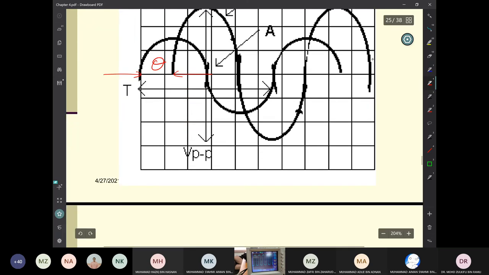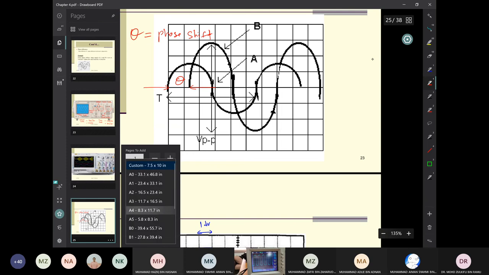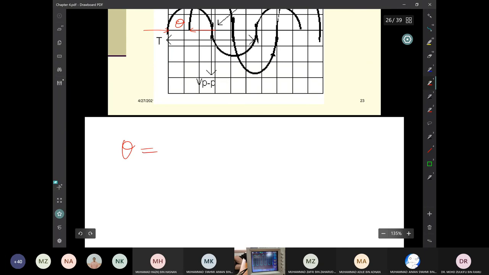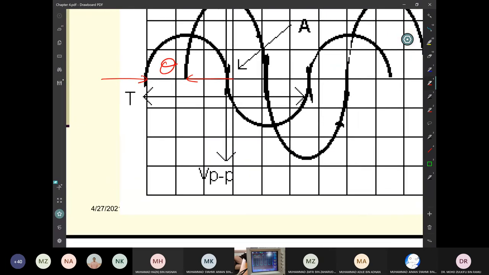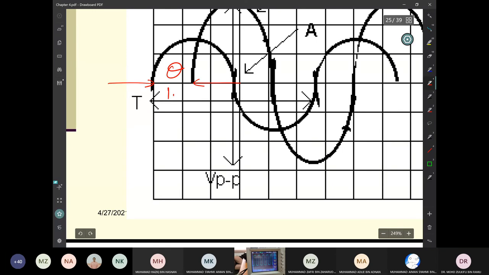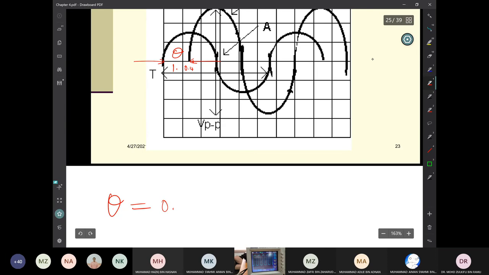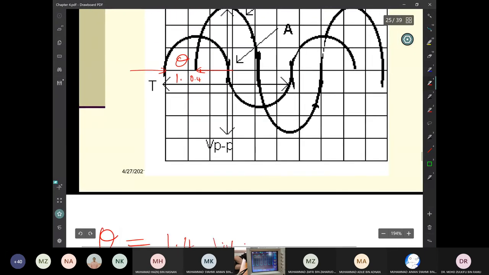Jadi macam mana nak kira tu? So from the oscilloscope, theta is berapa ni? How many division? 1 point tengah. Maybe 1.4. So theta is 1.4 division. And T berapa?